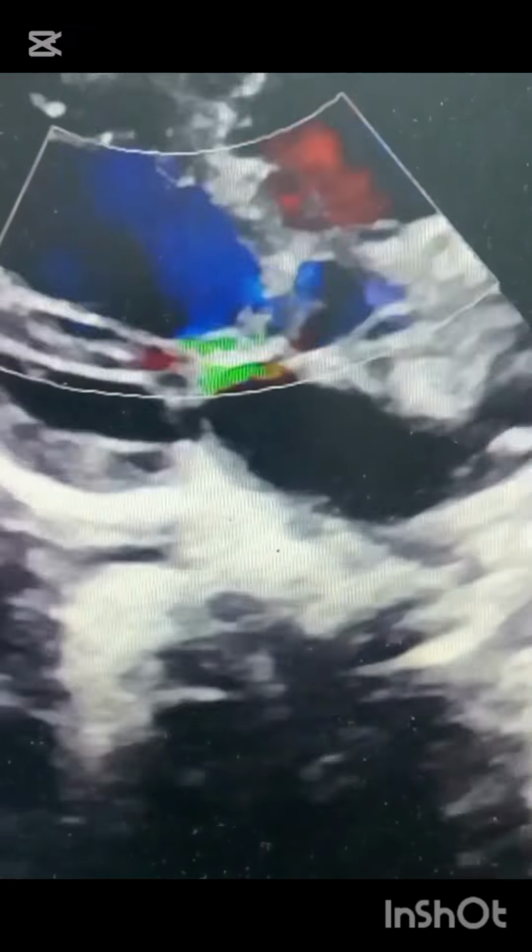So these are the 2D views of the parasternal long axis and the apical 5 chamber, in which we see the membrane in the outflow tract, which can lead to subaortic stenosis. Okay.